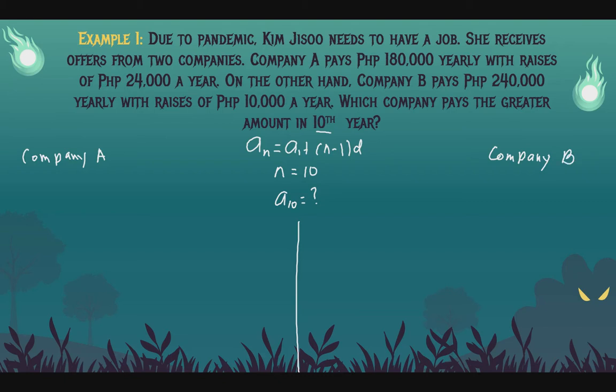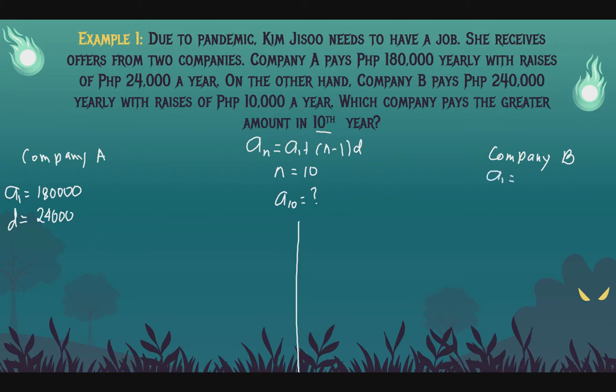So first, on the first year, company A will pay 180,000. So a sub 1 po natin is 180,000. And tumataas ng 24,000 pesos. So since 24,000 yung nadadagdag yearly, ito yung ating common difference. And we know that common difference is the constant we add to each term to get the succeeding terms.